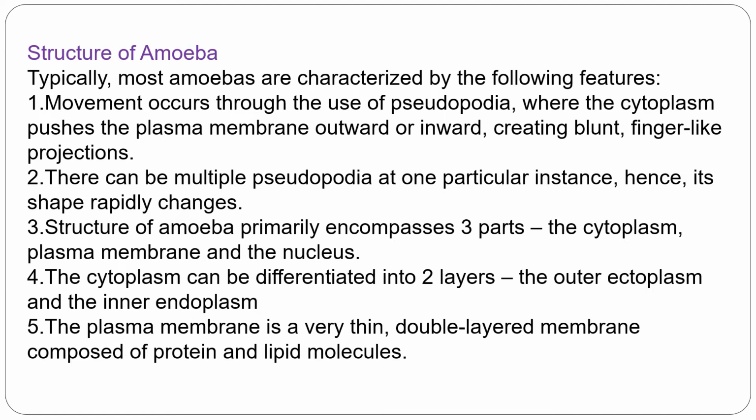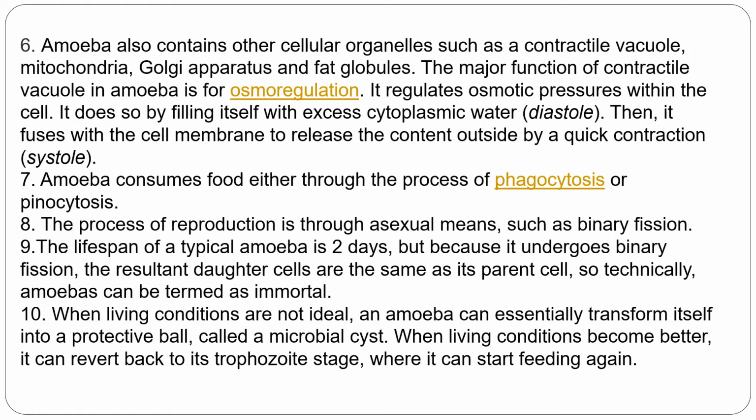Structure of amoeba primarily encompasses three parts: the cytoplasm, plasma membrane, and the nucleus. The cytoplasm can be differentiated into two layers, the outer ectoplasm and the inner endoplasm. The plasma membrane is a very thin, double-layered membrane composed of protein and lipid molecules. Amoeba also contains other cellular organelles such as a contractile vacuole, mitochondria, Golgi apparatus, and fat globules.